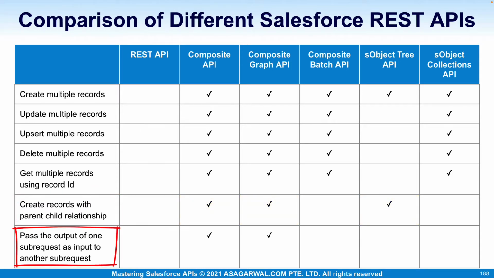If you want to execute requests, where you want to pass the output of one subrequest as an input to another subrequest, then there are only two APIs that you can use, Composite and Composite Graph. Like, for example, you want to get the phone number from account record and pass that as an input to the contact record that you want to create. You can achieve this using a single API call.